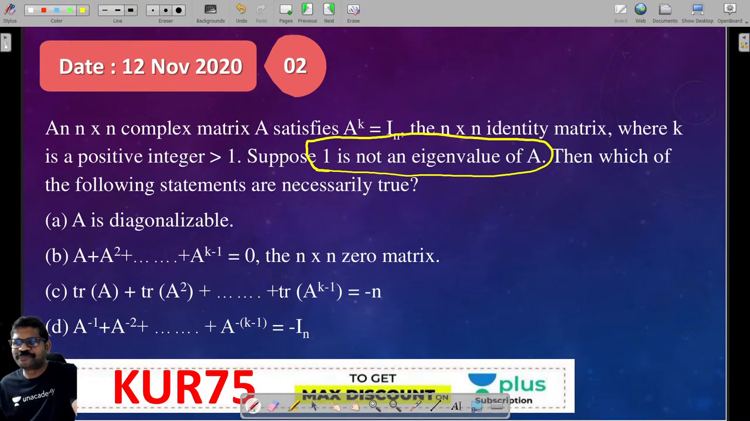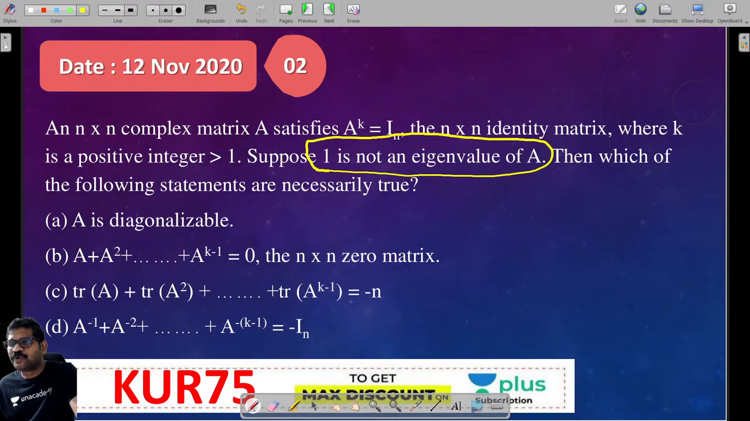First option: matrix A is diagonalizable. Second option: A plus A square plus and so on up to A power K minus 1 is 0. Third option: trace of A plus trace of A square plus and so on trace of A power K minus 1 is minus N.